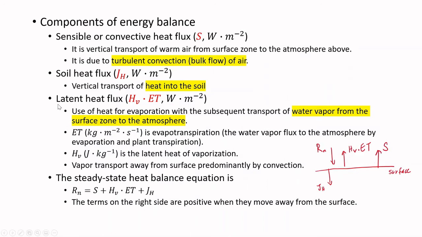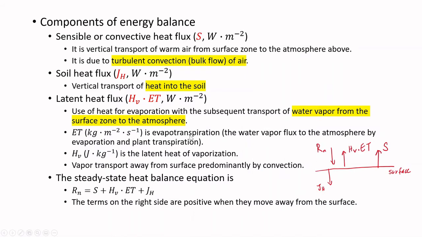And then the last one is the latent heat flux. Latent heat flux, HV multiplied by ET, evapotranspiration, has a unit of watt per meter square. It is the use of heat for evaporation with the subsequent transport of water vapor from the surface zone to the atmosphere. ET, evapotranspiration, has a unit of kilogram per meter square per second. It is the water vapor flux to the atmosphere by evaporation and plant transpiration. HV is the latent heat of vaporization. This is somewhat constant, but it changes with temperature. So vapor transport away from the surface is predominantly by convection, meaning the movement of water vapor.